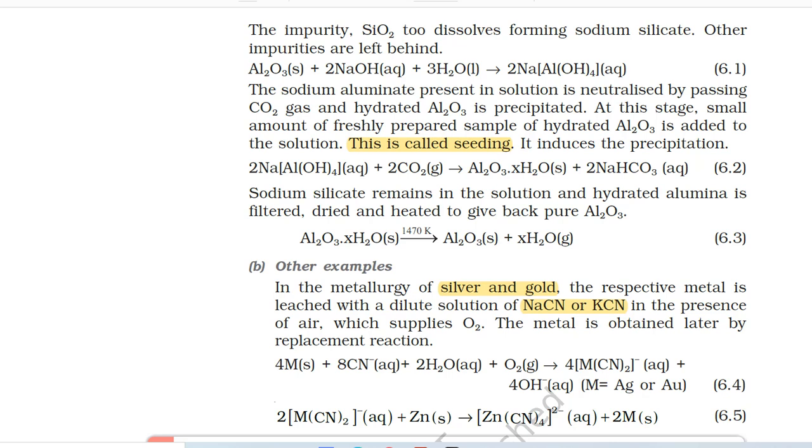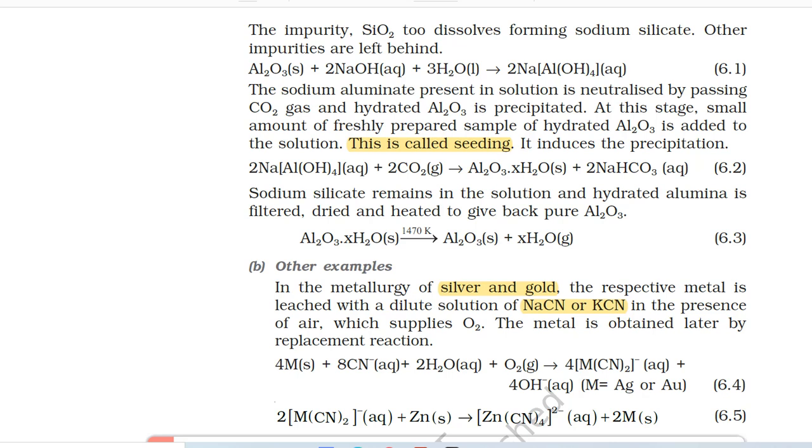The sodium aluminate present in solution is neutralized by passing carbon dioxide gas and hydrated Al2O3 is precipitated. At this stage, a small amount of freshly prepared sample of hydrated Al2O3 is added to the solution. This is called seeding. It induces the precipitation.